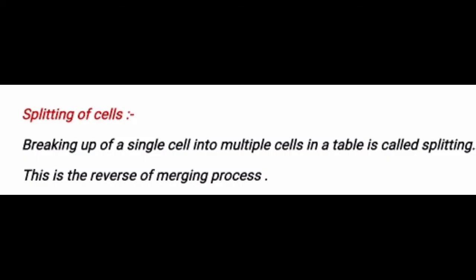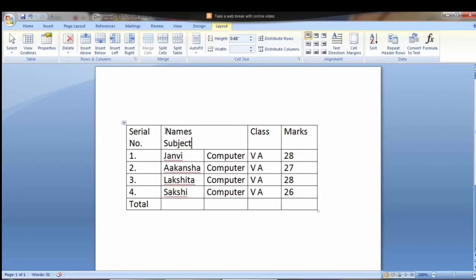Now, we will learn splitting of cells. First of all, let me tell you what splitting of cells means. Breaking up a single cell into multiple cells in a table is called splitting cells. This is the reverse of the merging process. Now let's learn how to split the cells.